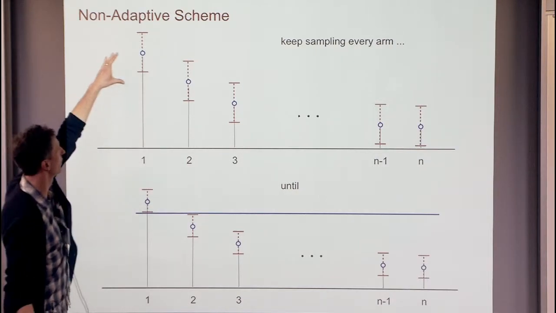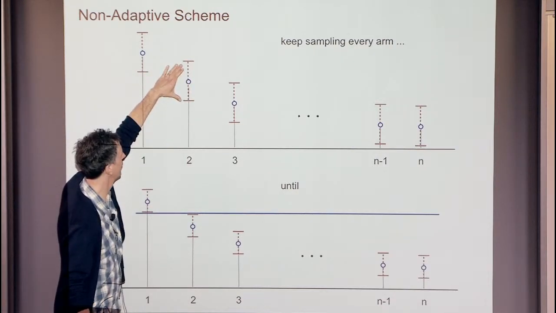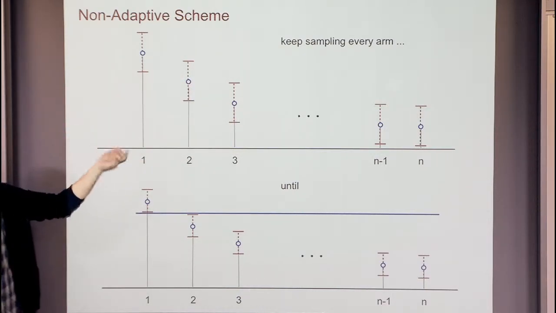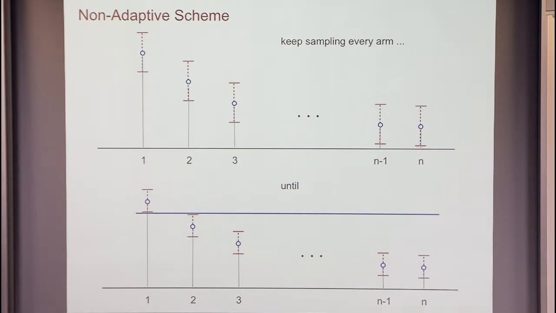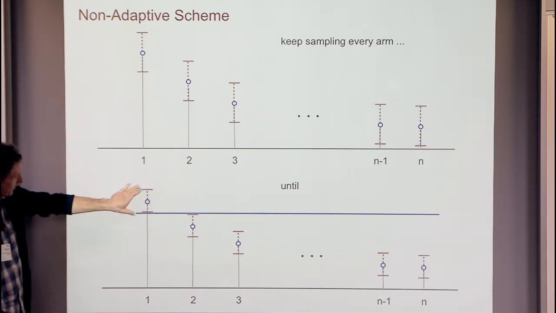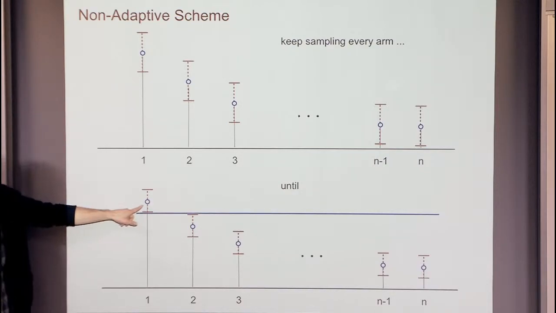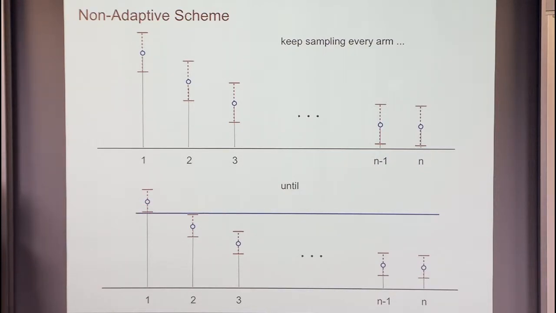So we have equal confidence, the confidence interval widths are equal across all n items. And you're just going to keep sampling every arm uniformly until you get to a situation like this, where one guy's confidence interval is strictly above all the others. And then you know, without any confusion, at least up to this confidence level of delta, that indeed arm 1 is the winner. Right? So that's what you would do with this setup if you were being non-adaptive about how you allocate the judges.